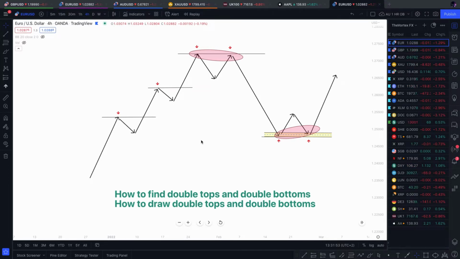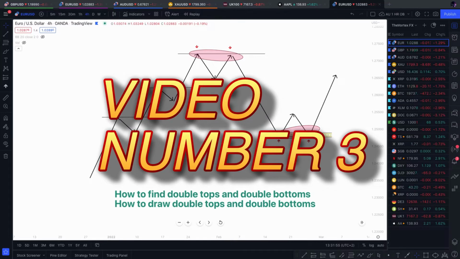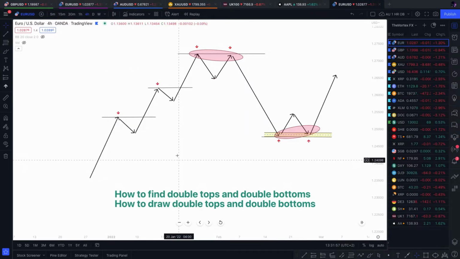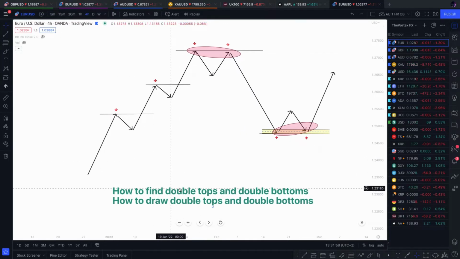All right, so today we are on video number 3, and we are going to learn about the following two things: how to find double tops and bottoms, and how to draw double tops and bottoms. Now, this is really simple, right? I know sometimes trading can seem very overwhelming and there's so much going on, but that's why the whole point is to simplify the process. Trading doesn't have to be complicated.